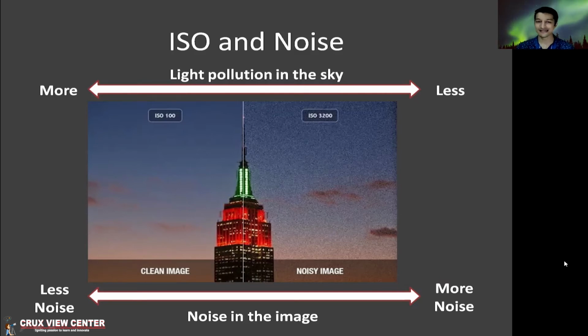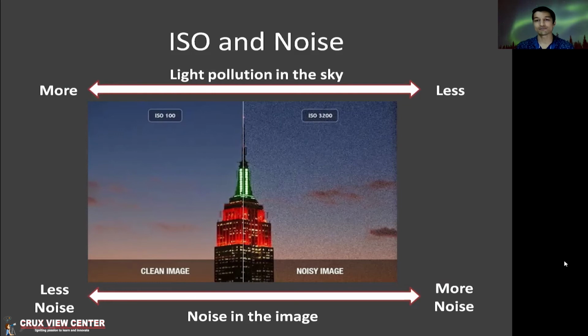So ISO is just the sensitivity. The lower the ISO, the less the noise. The higher the ISO, the more the noise. At the same time, depending upon the light pollution, the more the light pollution, the lower your ISO must be. I'm talking about light pollution. Remember, if you are shooting inside the city, you must keep your ISO lower. But if you go to darker skies where there is no light pollution, you can keep your ISO higher in that condition, because automatically the light pollution and the noise go down.